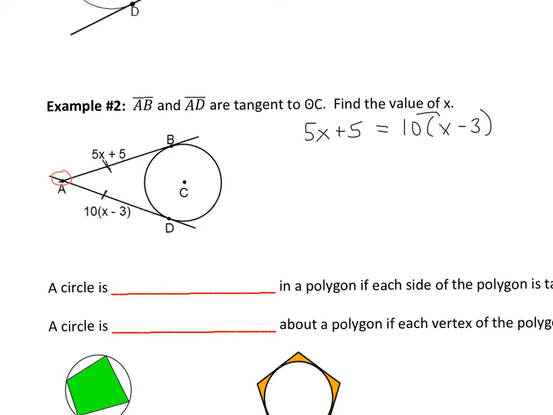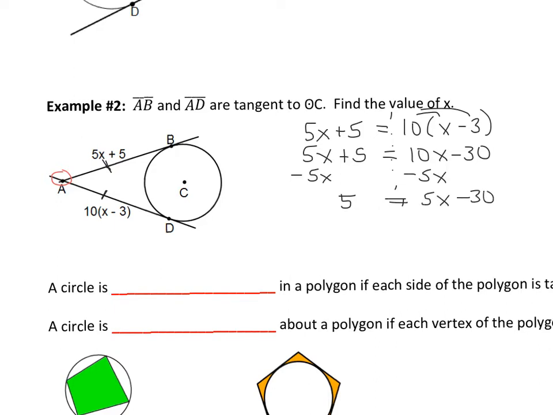I would distribute the 10 to solve this equation. So 5x plus 5 equals 10x minus 30. I would subtract 5x from both sides just to get the x on the same side. That would give me 5 equals 5x minus 30. I'll add 30 to both sides, which would make it 35 equals 5x, and then I'll simply divide by 5. So 35 divided by 5 is 7, so x equals 7 in our case.